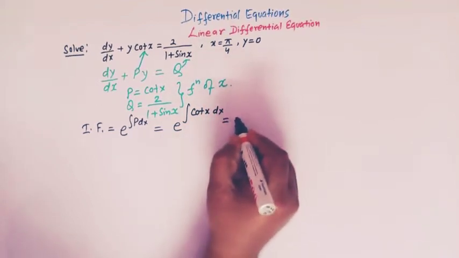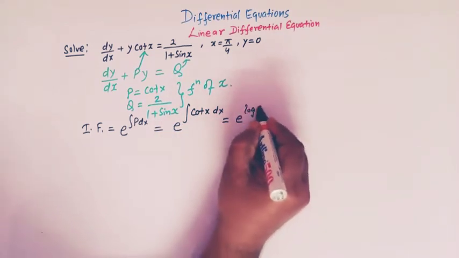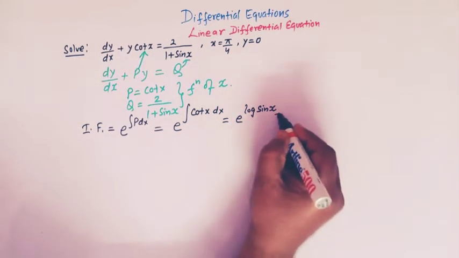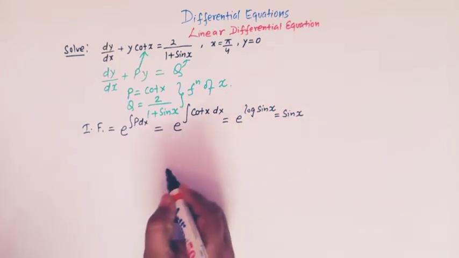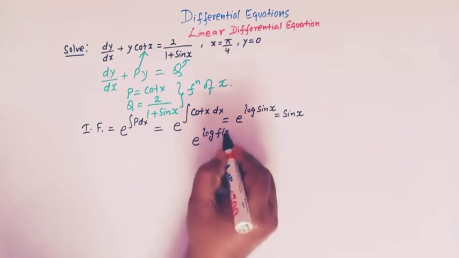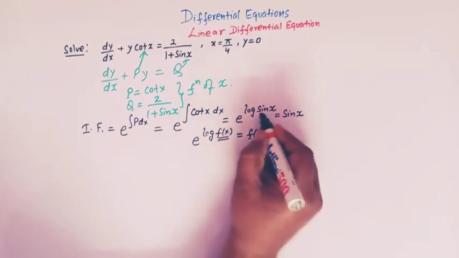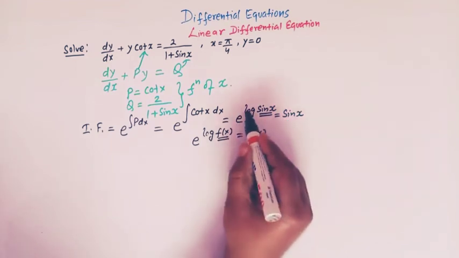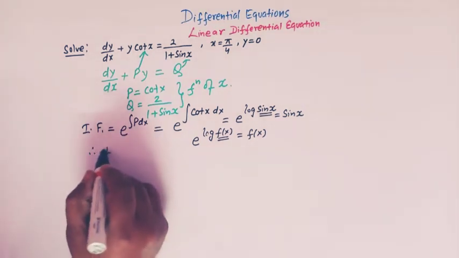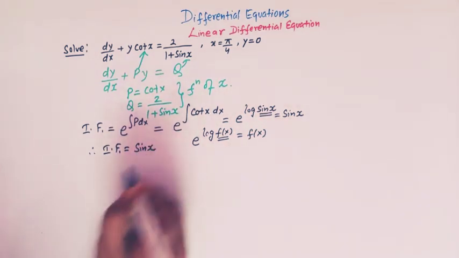We know that integral of cot x is given by log of sin x, and e raised to log sin x is simply equal to sin x. Why? Because we know the result that e raised to log of some function f of x is equal to f of x. Here f of x is equal to sin x, so e raised to log sin x is equal to sin x. Therefore the integrating factor of the given differential equation is sin x.